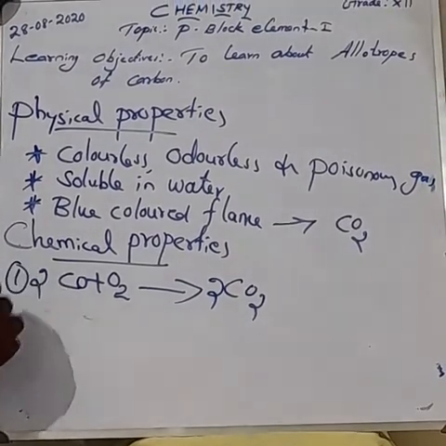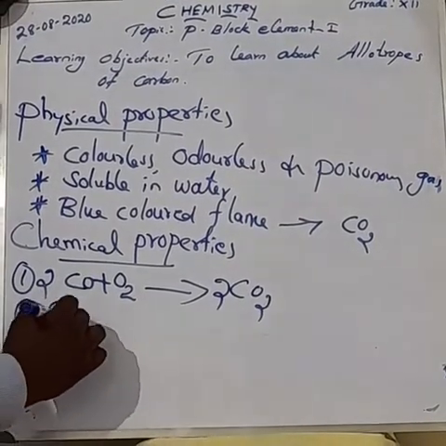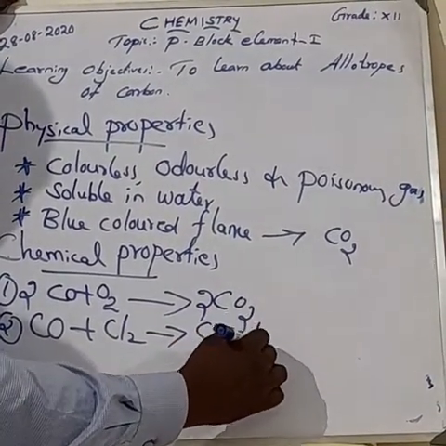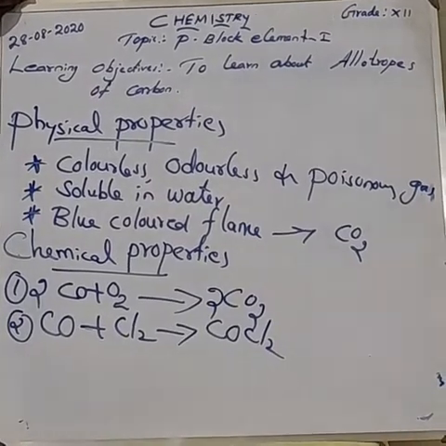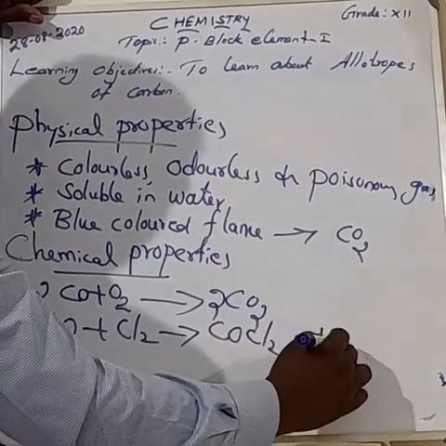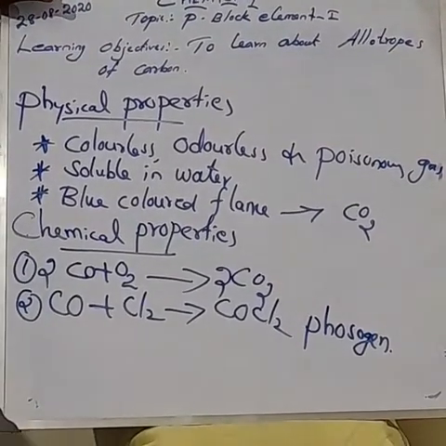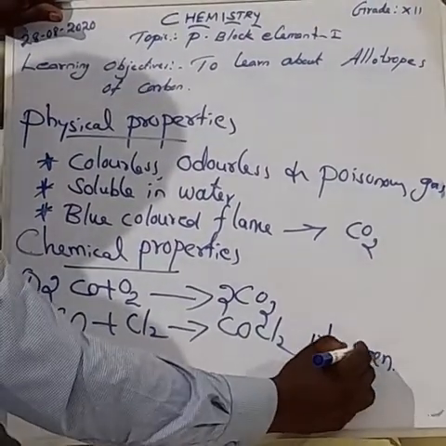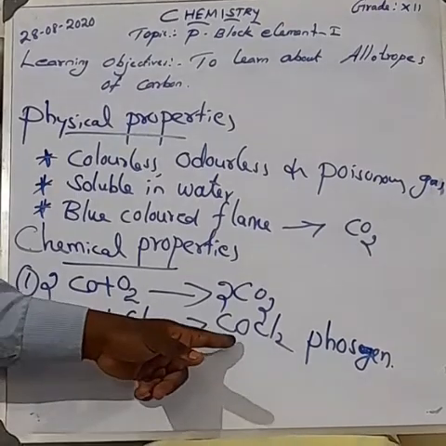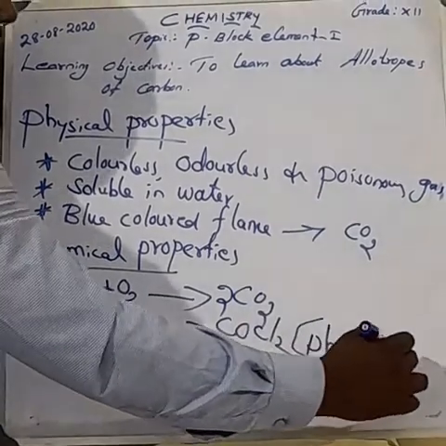Second one, carbon monoxide reacts with chlorine to form carbonyl chloride, COCl2. It is one of the poisonous gases, known as phosgene. Carbon monoxide reacts with chlorine to form a carbonyl compound called carbonyl chloride, otherwise called phosgene. It is one of the poisonous gases.